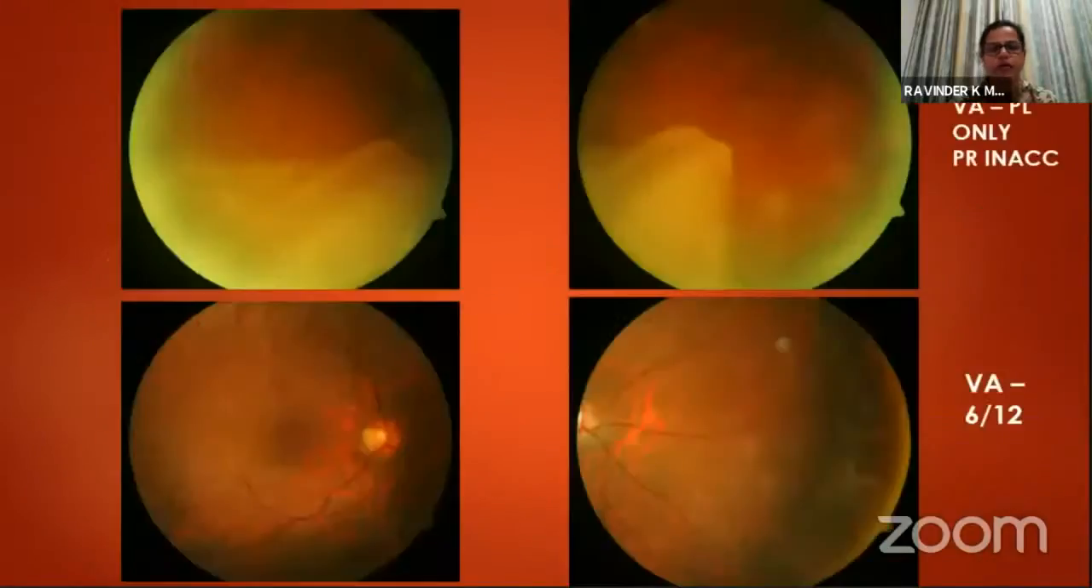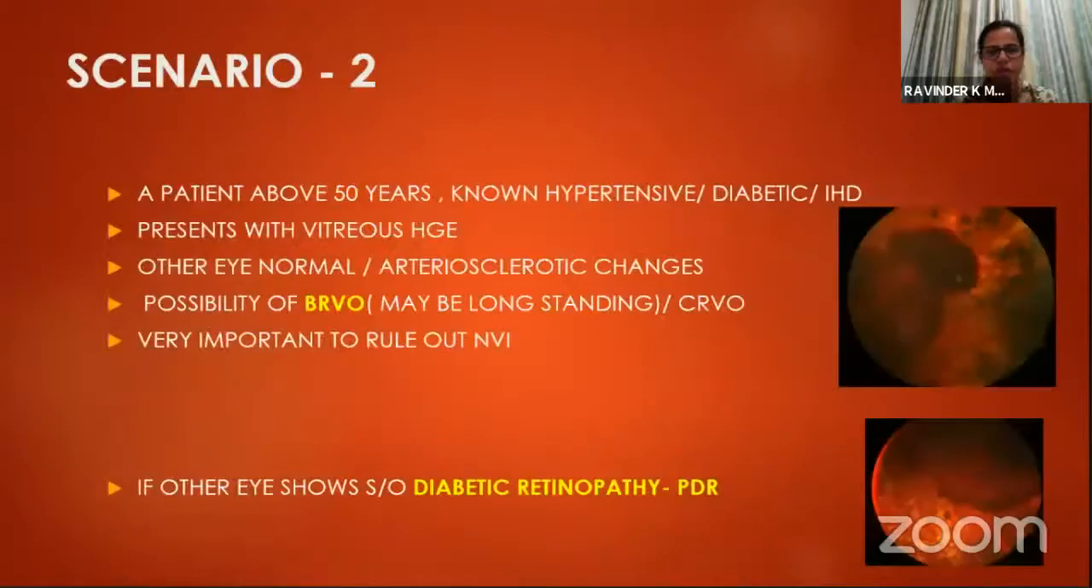But the point of showing this case is for the general ophthalmologist, comprehensive ophthalmologist, that not in every patient of vitreous hemorrhage should we inject anti-VEGF without knowing the cause. So that would have extended it further. This is the second scenario, where generally a patient of 50 years or so, and a known case of hypertension or diabetes or ischemic heart disease, presents with vitreous hemorrhage.